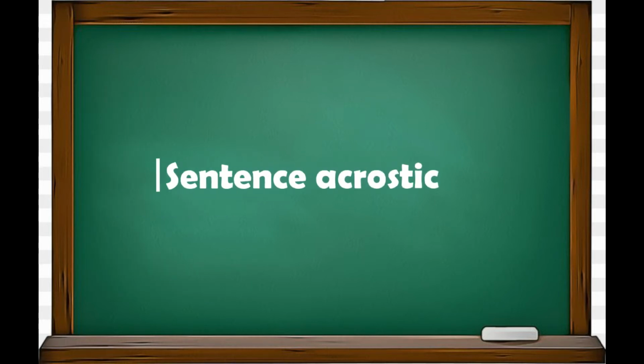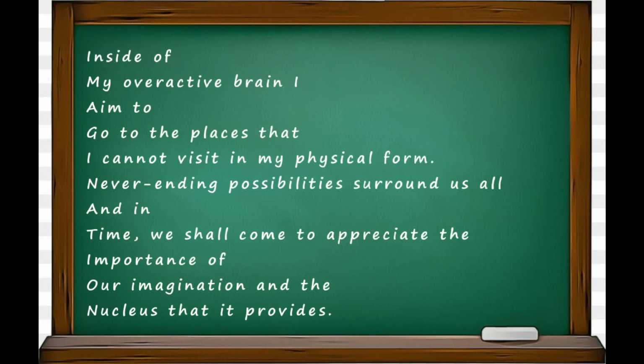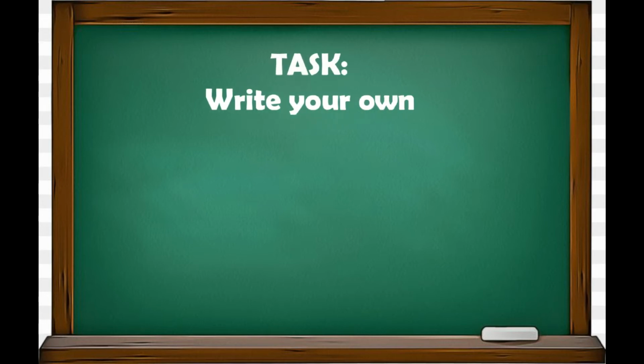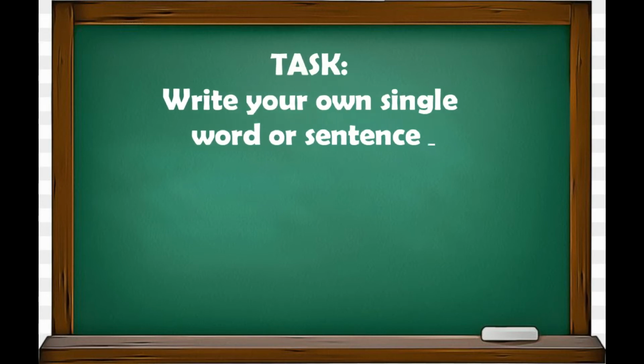Another form of acrostic poetry can see sentences of varying length and structure on each of the lines, as seen here in my acrostic poem, Imagination. Inside of my overactive brain, I aim to go to the places that I cannot visit in my physical form. Never-ending possibilities surround us all, and in time we shall come to appreciate the importance of our imagination and the nucleus that it provides.